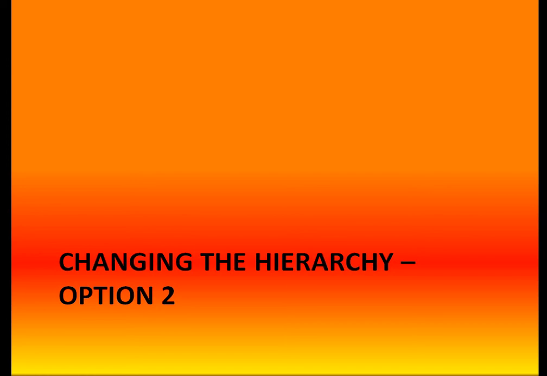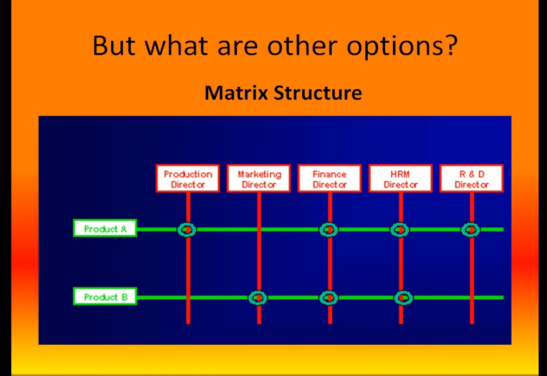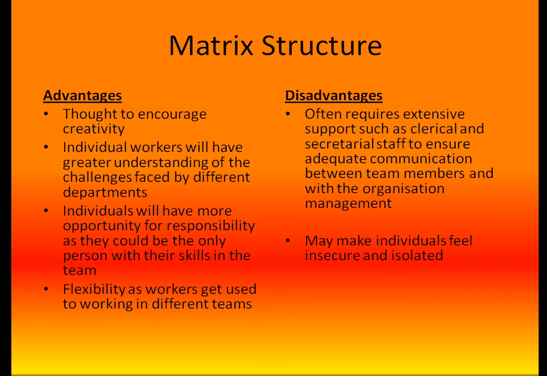The second option is more complex. The second option for changing PGL's hierarchy is to have a matrix structure. A matrix structure involves people working in teams. So you can see on the screen in front of you that there is a production director, marketing, finance, human resources, people who manage the people, and a research and development director. Usually people would work in functions, so the production director would just manage people who were to do with production. In a matrix structure, people are pulled out of their functional areas and work together in teams.